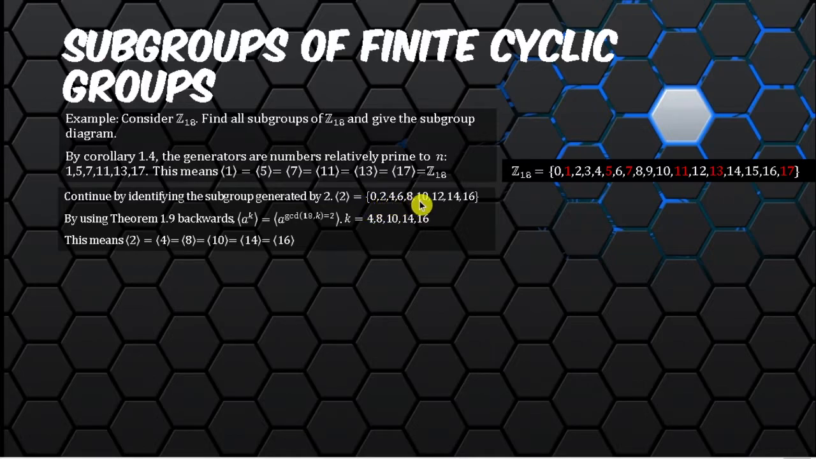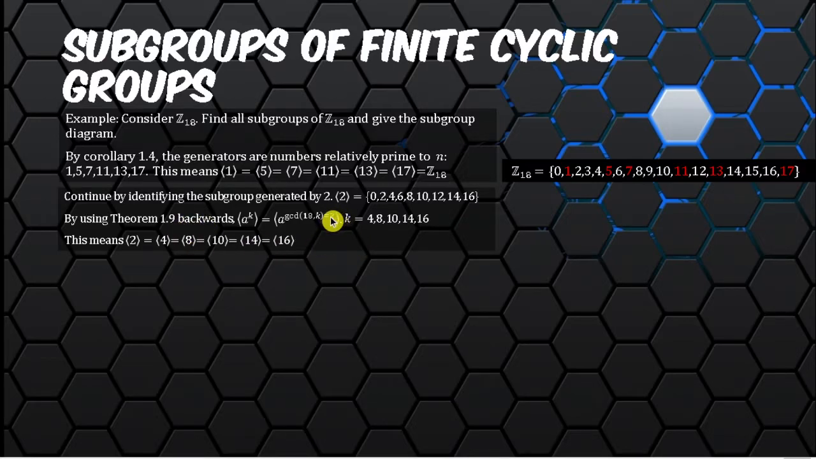0, 2, 4, 6, 8, 10, 12, 14, 16. Now, using theorem 1.9, backwards, ito yung theorem 1.9, ito yung equation. It says here that a subgroup generated by A raised to K is the same as a subgroup generated by A raised to the GCD of N and K. Now, bakit backwards? Why did I term it backwards?